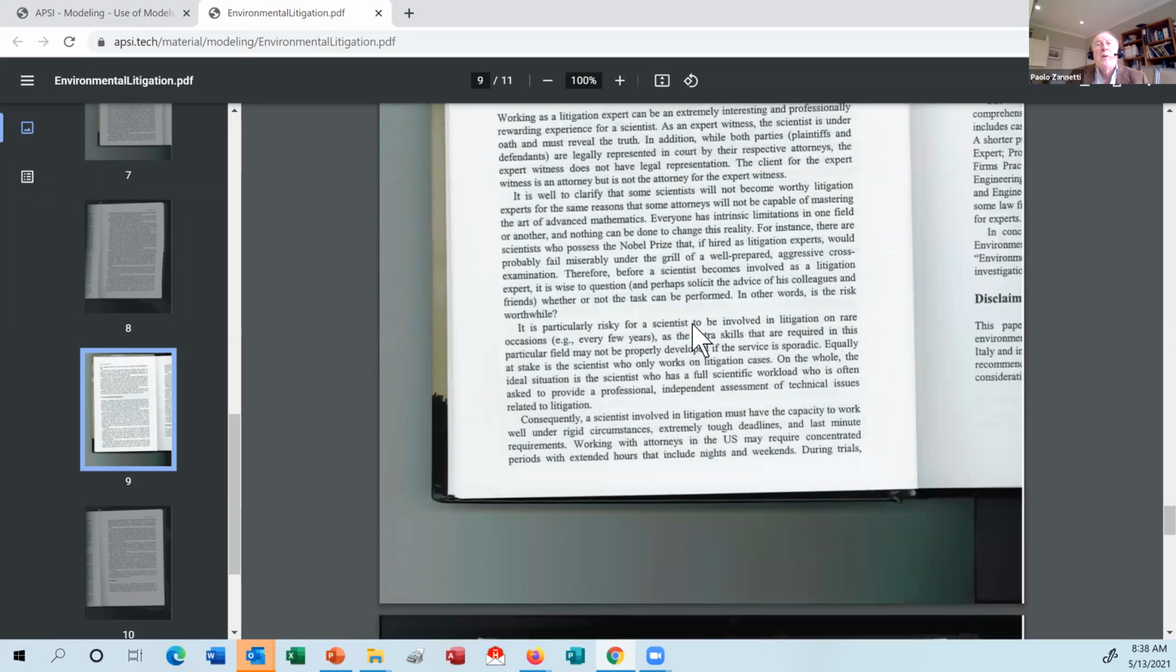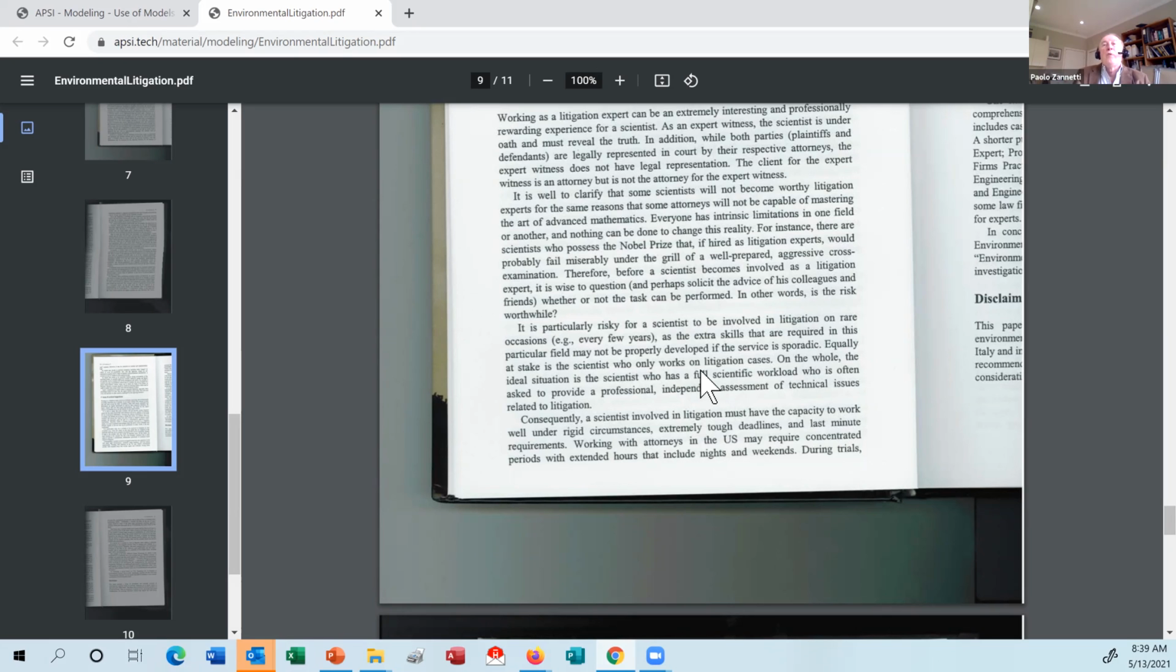It's very risky for a scientist to be involved in litigation on rare occasions because you never learn enough to develop enough experience and the extra skills. It is also dangerous if you only work on litigation. You will make a lot of money, but you limit yourself. You have to find the right compromise between research and development, publishing technical papers, and working in litigation.